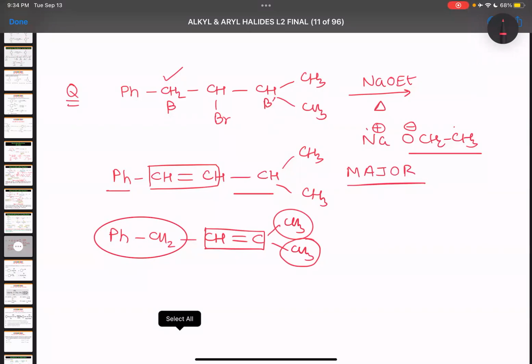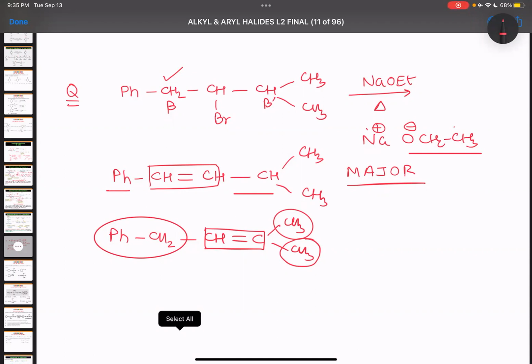What is the meaning of substituted here, sir? More substituted means more branched, the one which is having more alkyl groups. So more substituted, more branched alkene. You need to count the number of alkyl groups directly connected to the doubly bonded carbon atom. But then in the second case, there will be more, right, sir? Yeah, the second case will be more.